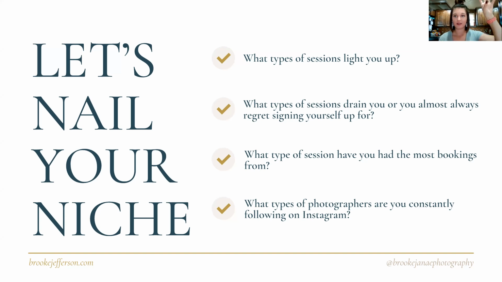On one side of the paper, I want you to put all the sessions that you love. And then on the right side of your paper, I want you to write down all of the session types that make you go, nope, whether they make you cringe, run for the hills, or you're like, definitely never happening. Write that down, okay? So on the left side, all the things that light you up.